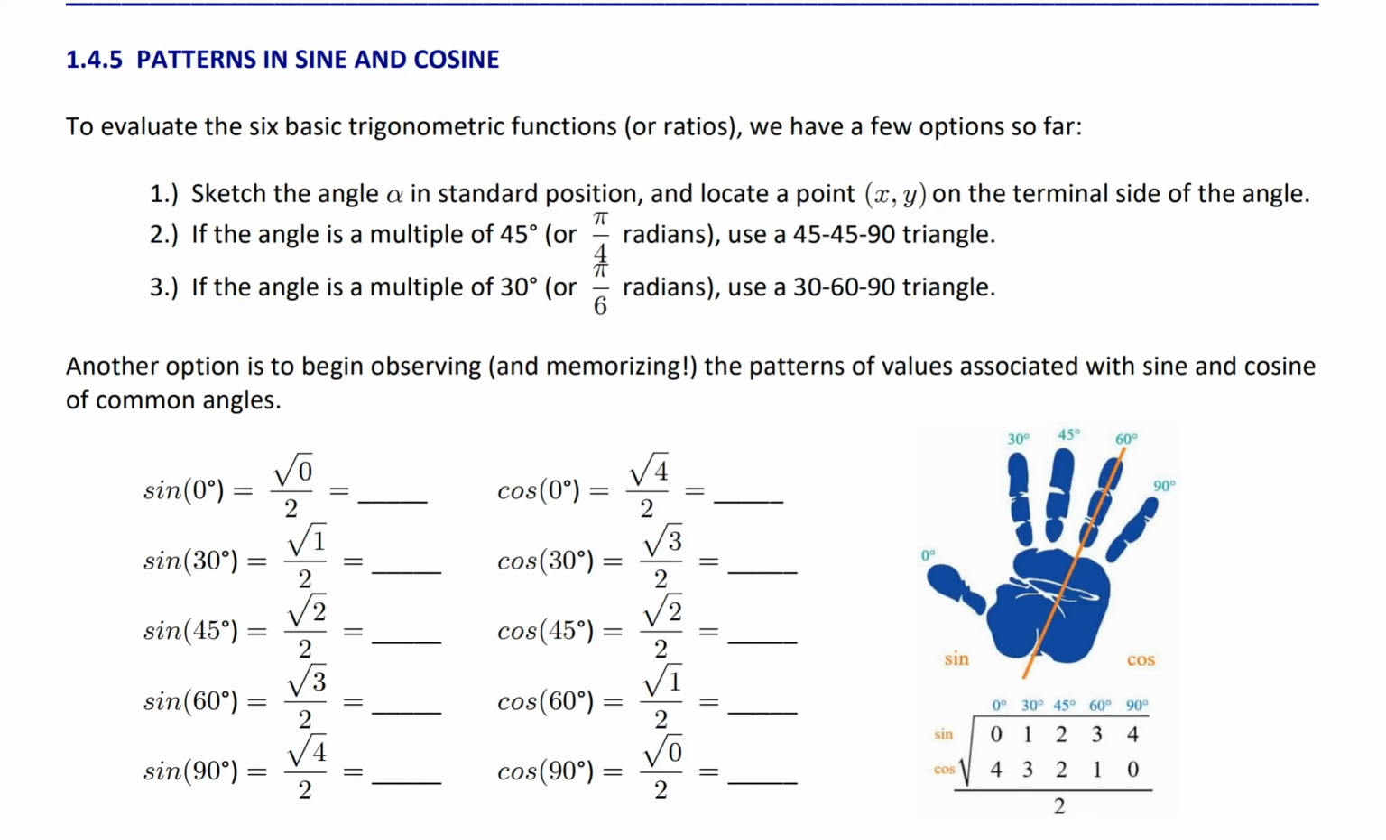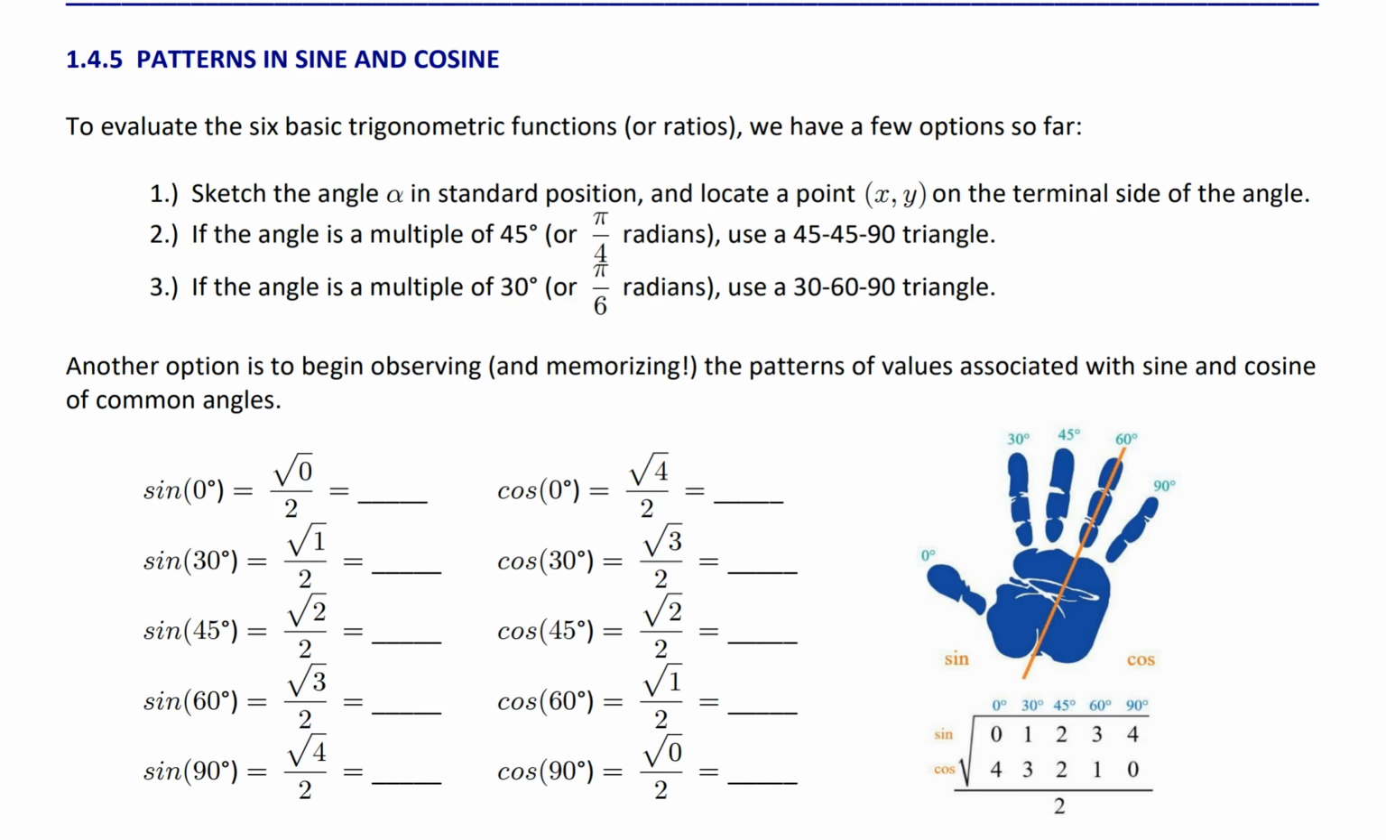For section 1.4.5, we're going to pause and review some things that we've learned and recognize patterns in sine and cosine. To evaluate the 6 basic trigonometric functions or ratios, we have a few options so far. Number 1, we sketch the angle alpha in standard position and locate a point (x, y) on the terminal side of the angle. This is very simple when evaluating the trigonometric functions at quadrantal angles. We can use points like (1, 0), (0, 1), (-1, 0), and (0, -1) to evaluate the trig functions at the quadrantal angles.